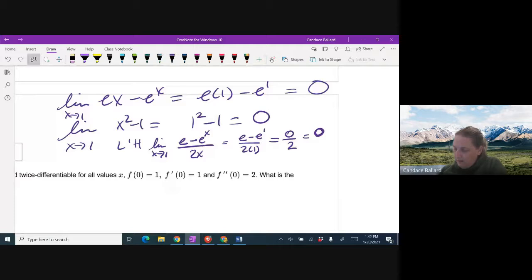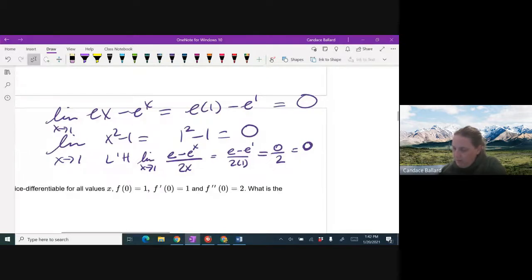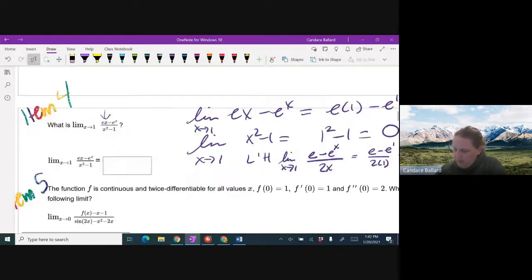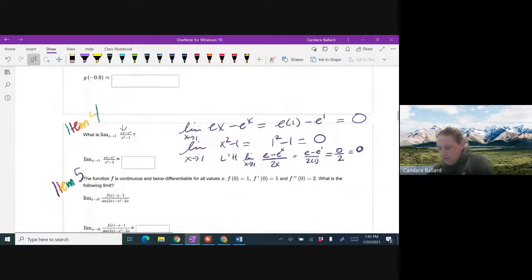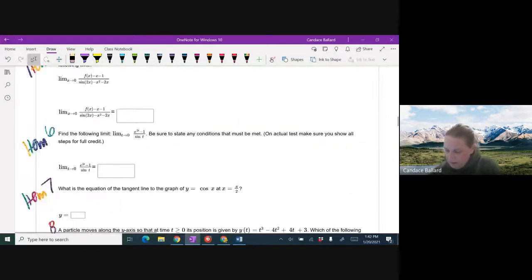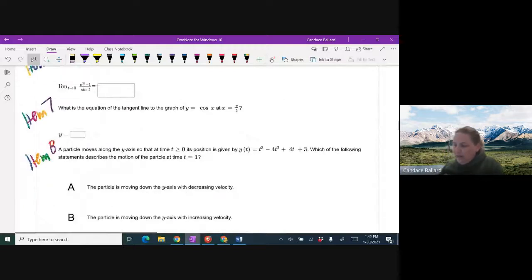Zoom back out a bit. Come on. It's not going. There we go. Now it's too much. All right, so item 7: equation of the tangent line to the graph of y equals cosine x at x equals pi over 2.